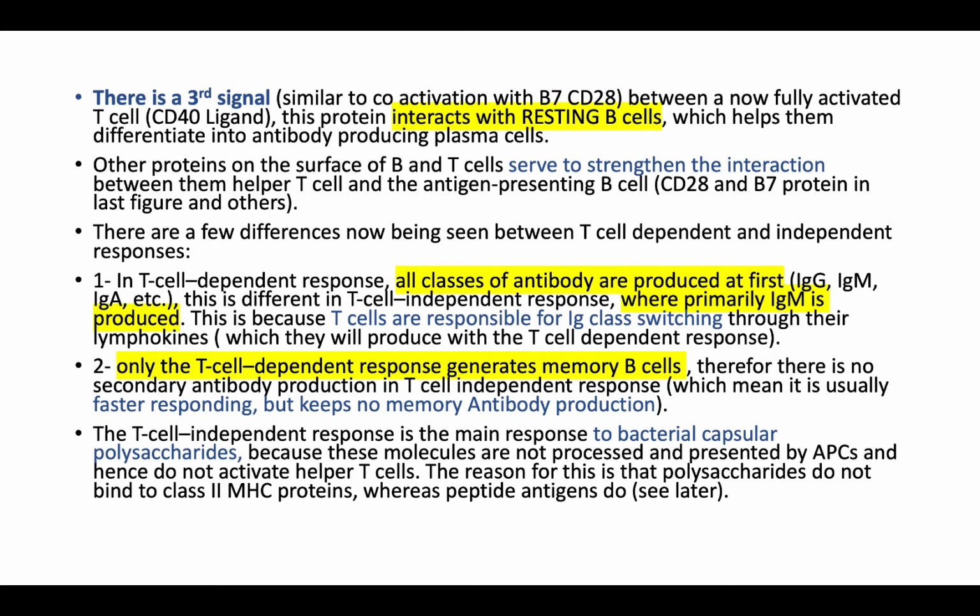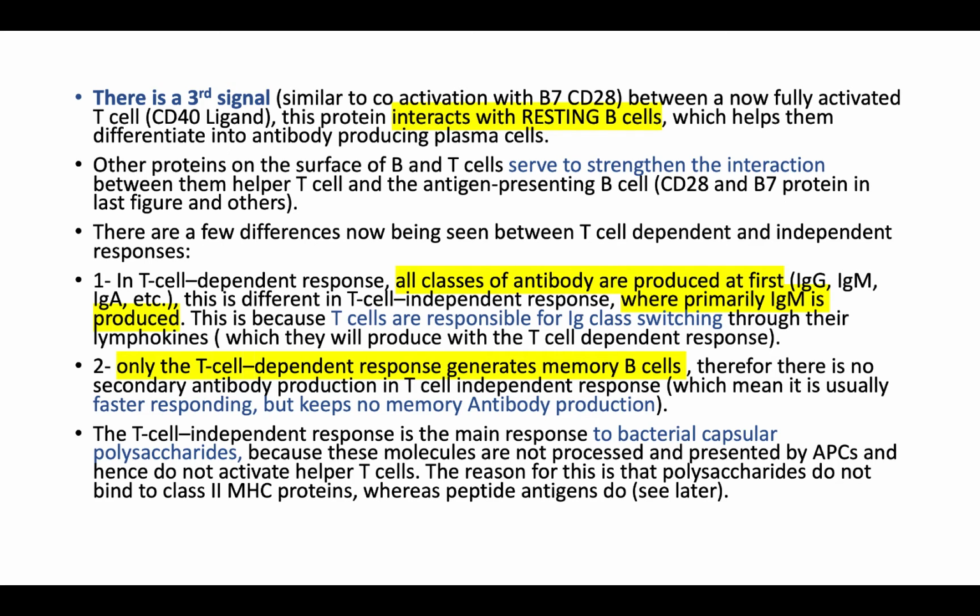So T cell independent, we said, is primarily IgM produced, and faster, right? So that really explains why in the beginning of an infection, usually IgM is first. It stays for a few weeks, a couple of weeks, and then IgG becomes the dominant antibody.